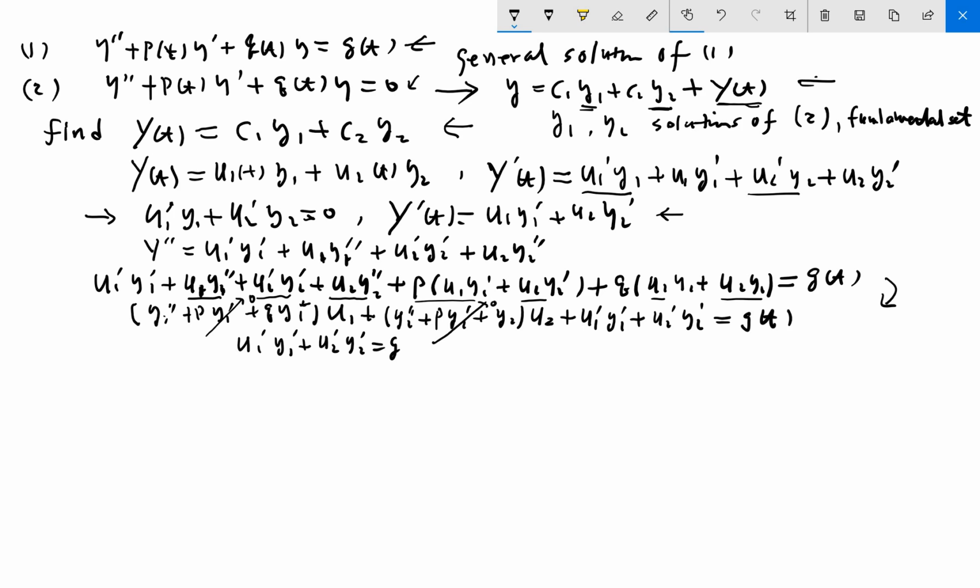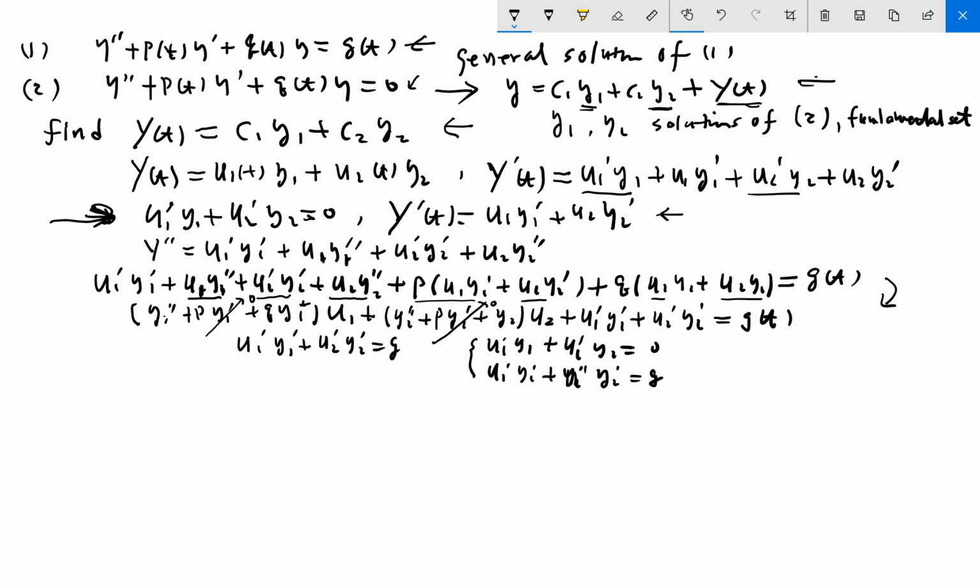So what this tells us is, if we let u1, u2 satisfy the first equation here, let me put it this way, then they satisfy those two equations. The first one is u1 prime y1 plus u2 prime y2 equal to 0. That's what that equation is. The second equation is u1 prime y1 prime plus u2 prime y2 prime equal to g. So u1 and u2 satisfy this. Now we need to solve this system to find u1 prime and u2 prime.